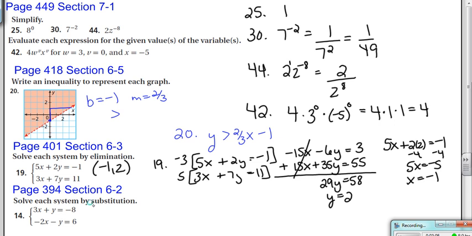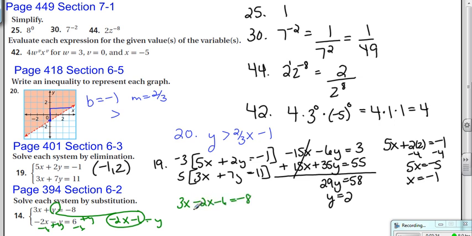To solve the next by substitution, I'm going to take the second row and I'm going to add y to each side and subtract 6 so that I don't have to have a negative variable. So if I add y and subtract 6, I'm going to have negative 2x minus 6 equals y. Then I'm going to take this negative 2x minus 6 and I'm going to put it in the other equation where y is. So I end up with 3x minus 2x minus 6 equals negative 8.